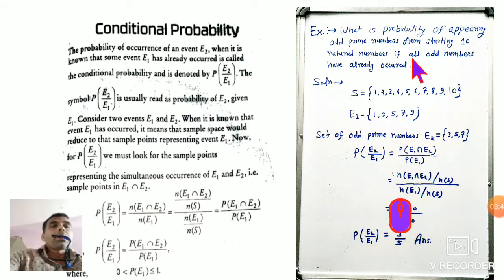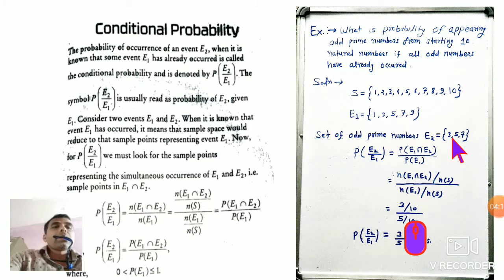What has already occurred? All odd numbers have already occurred. So E1 is the event that already occurred. All odd numbers are 1 3 5 7 9. What do you have to find? The probability of appearing odd prime numbers, numbers that are both prime and odd. So the set E2 is 3 5 7.